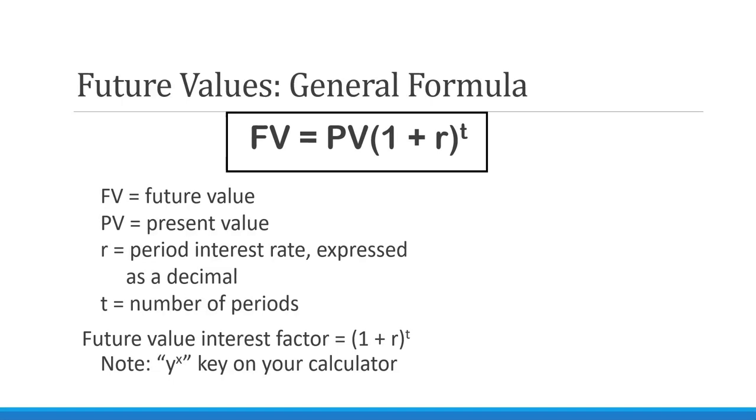The general formula for future value equals the present value times 1 plus the interest rate to the number of periods. So T is the number of periods. So the future value interest factor equals 1 plus the rate to the time T. Use the YX key on your calculator if you are using a financial calculator.